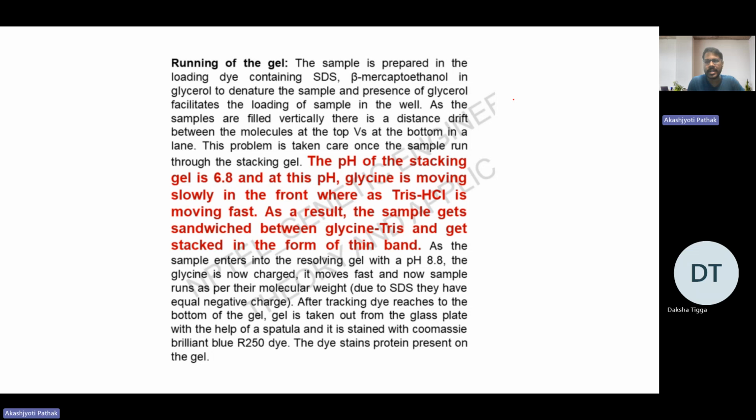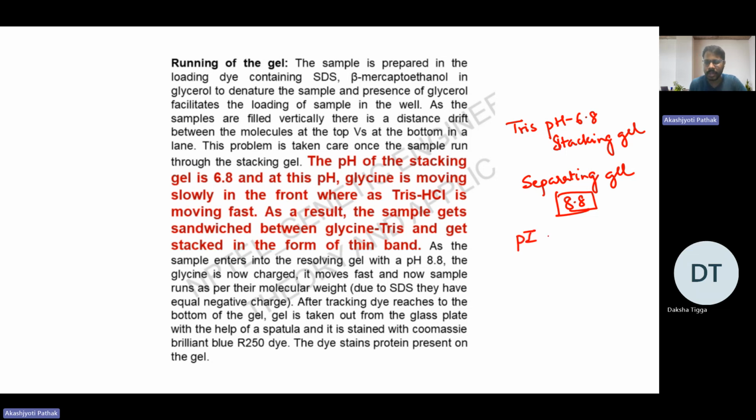So now we will understand the purpose of having the buffer of pH 6.8 in the stacking gel. The stacking gel has the Tris buffer of pH 6.8, and in the separating gel we add the Tris buffer which has a pH of 8.8. Okay, the reason is very simple. For understanding this, you need to know the pI of glycine. So what is the pI of glycine?